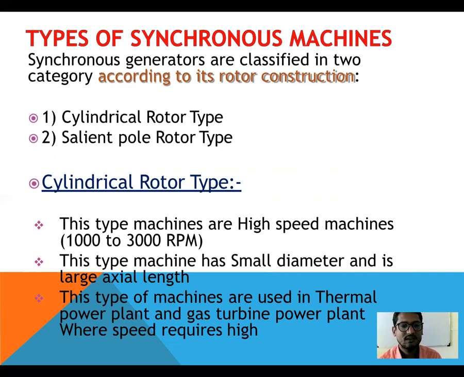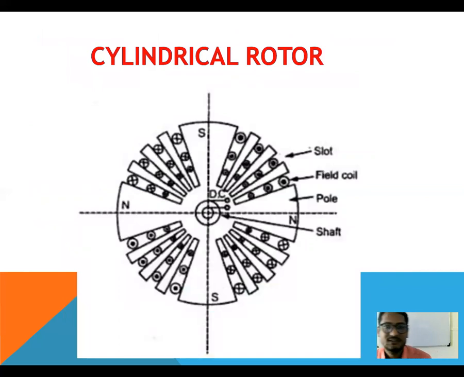These types of machines are used in thermal power plants and gas turbine power plants where the speed required is high. This is the construction of the cylindrical type of rotor, cylindrical in nature with slots. Here we observe the slots. Inside the slots, a field winding is mounted, with four poles on the axis of the machine. After that, a DC excitation is also mounted on the rotor. The DC excitation system generally operates on a DC supply.